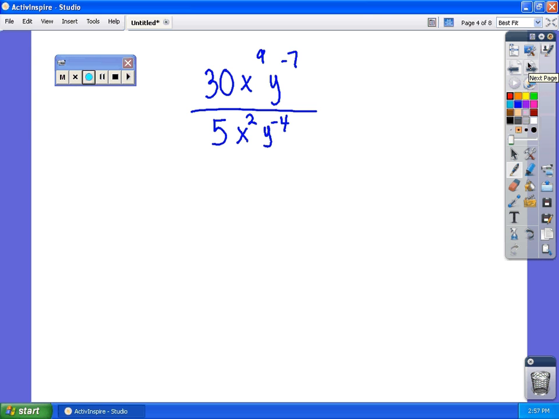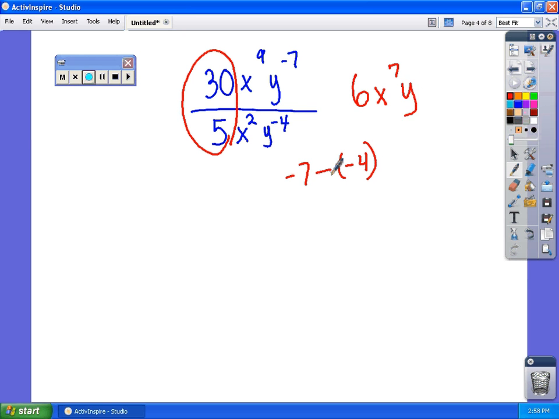This one is a fairly easy one. You're going to remember, you're still dividing. 30 divided by 5 is 6. X to the 9th divided by x to the second. 9 minus 2 is x to the 7th. And y to the negative 7th divided by y to the negative 4th. So you're going to do negative 7 minus a negative 4. And that will get you y to the negative 3rd.